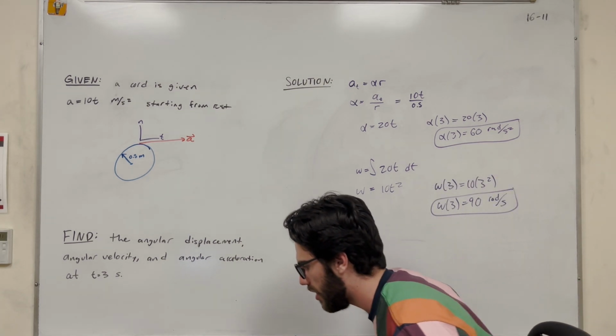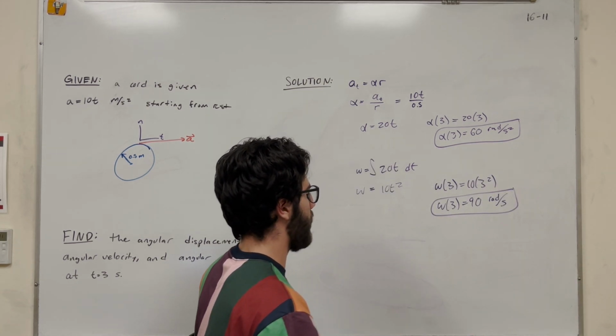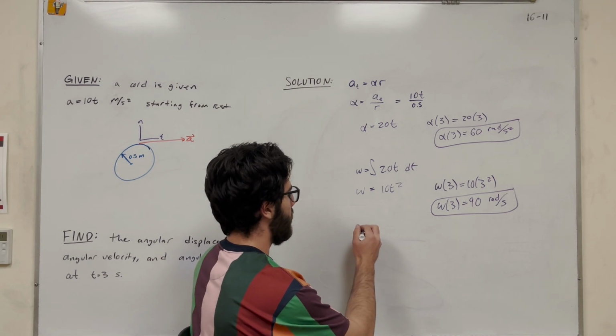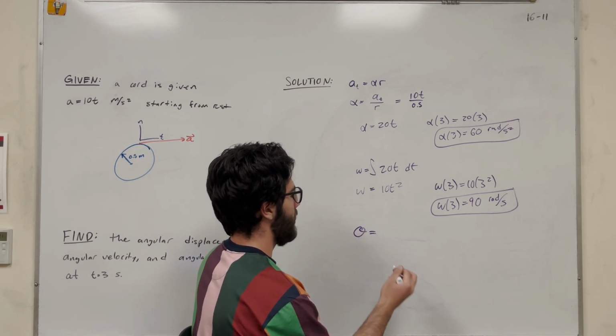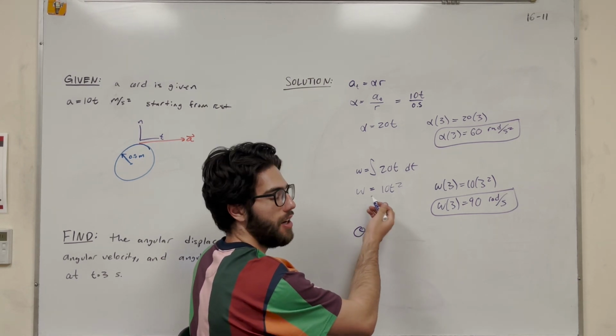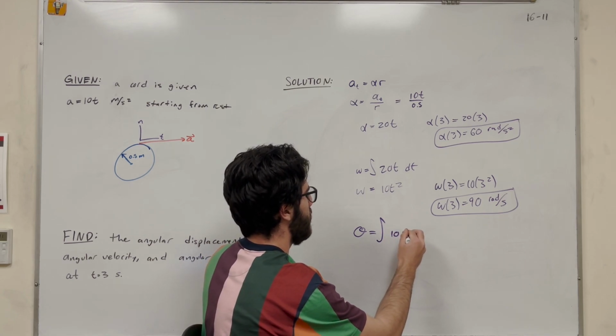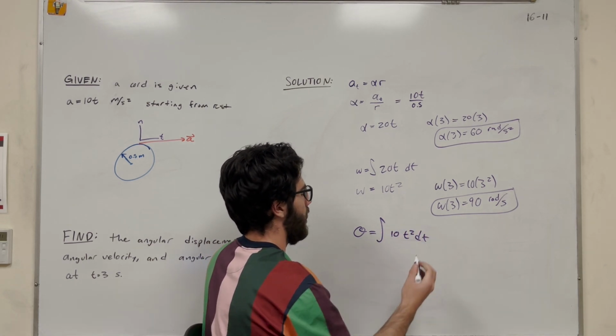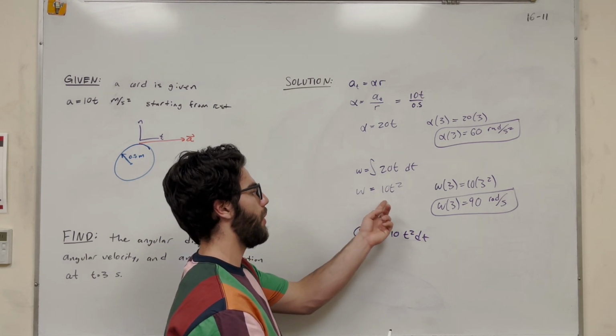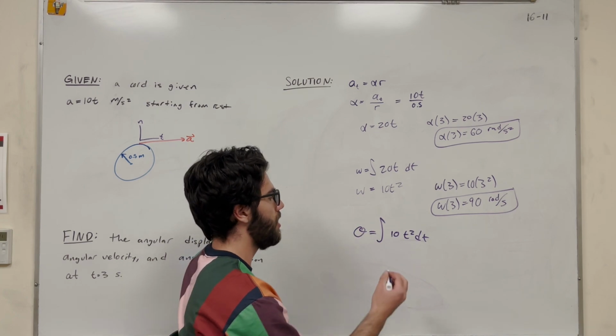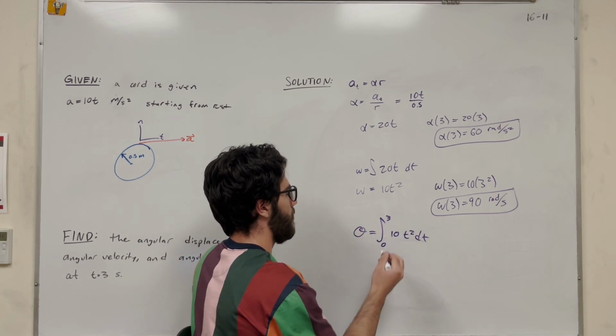Nice. Then all we have left is to solve for angular displacement. This is theta, the integral of angular velocity. So we can do the integral of 10t squared dt. This time, because we don't really care about the equation, we are just concerned with the number, we can set our bounds to be 0 to 3.